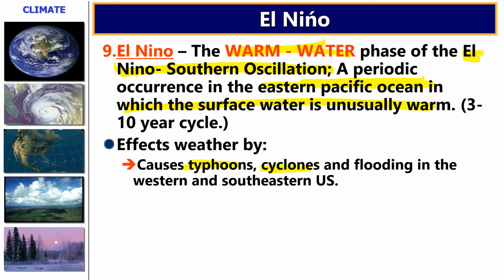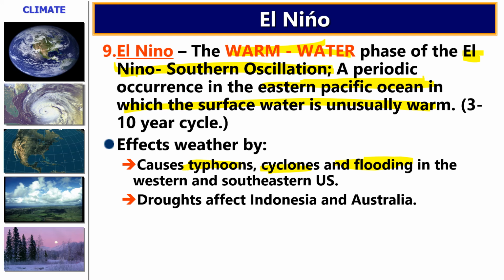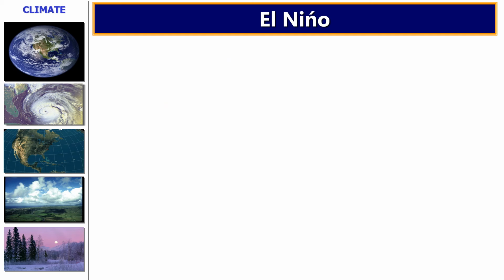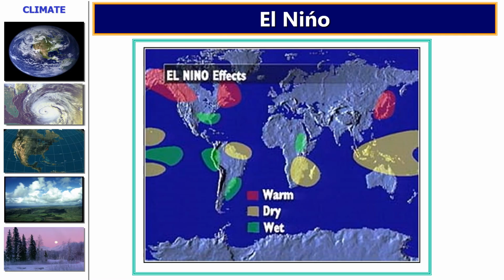You get typhoons and cyclones and flooding all over the place. You get droughts in areas like Indonesia, and it just makes things crazy. So this is kind of showing those effects of El Nino that you get. So some areas get warmer, some areas get wetter, some areas get drier. It's all about these changes in pressures.